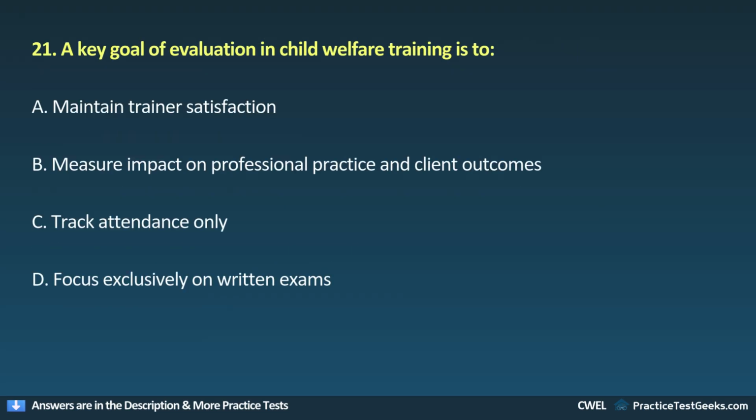21. A key goal of evaluation in child welfare training is to A. Maintain trainer satisfaction. B. Measure impact on professional practice and client outcomes. C. Track attendance only. D. Focus exclusively on written exams.